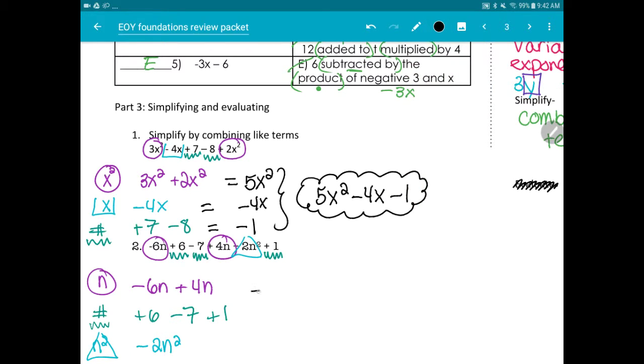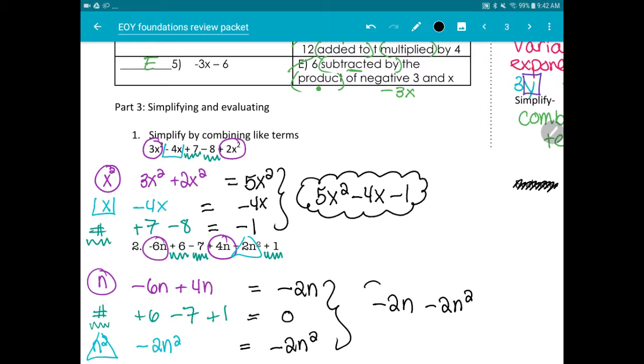Alright, we combine them. Negative 6 plus 4 is negative 2, and I bring down my n because it is in that family. My numbers, 6 minus 7 plus 1 is actually 0. And there's nothing to combine with this n squared, so that just stays. Put these all together. I do not need to write my 0, so I'm going to leave that one out. All right, there it is.